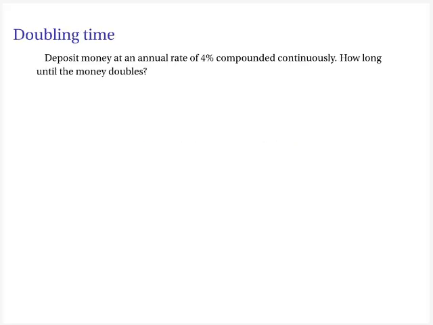All of these applications are characterized by some sort of feedback circumstance. So you deposit money at an annual rate of 4% compounded continuously, and how long until the money doubles? Now, a person who first reads the question might say, well, it depends on how much money it is. No, it doesn't. The point of this slide is that how long until the money doubles does not depend on how much money it is.